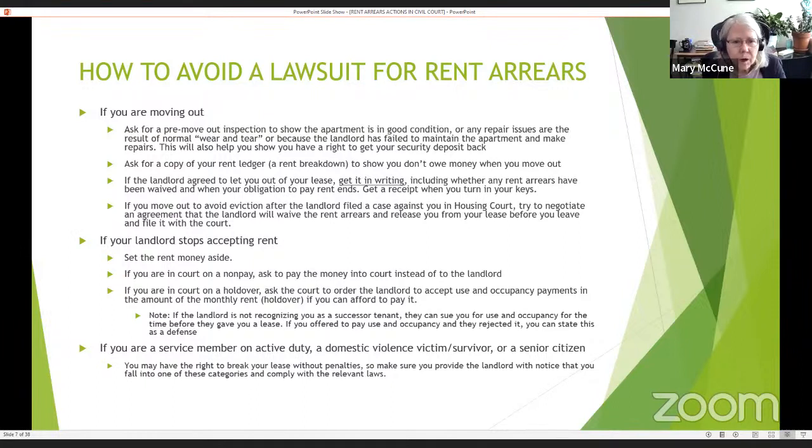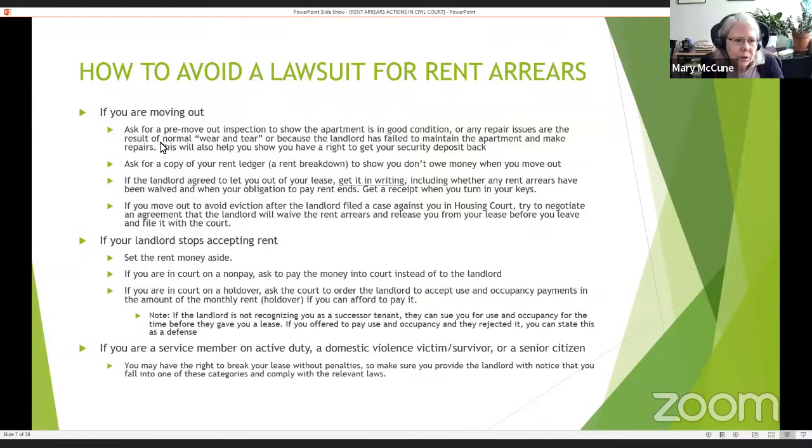The other things you're not responsible for is repairs because the landlord has failed to maintain the apartment or make repairs. So if there was a flood from the apartment above you and it ruined the floor, you had a wooden floor and it's now just in very poor condition, the landlord can't charge you for that repair. That was not your fault.